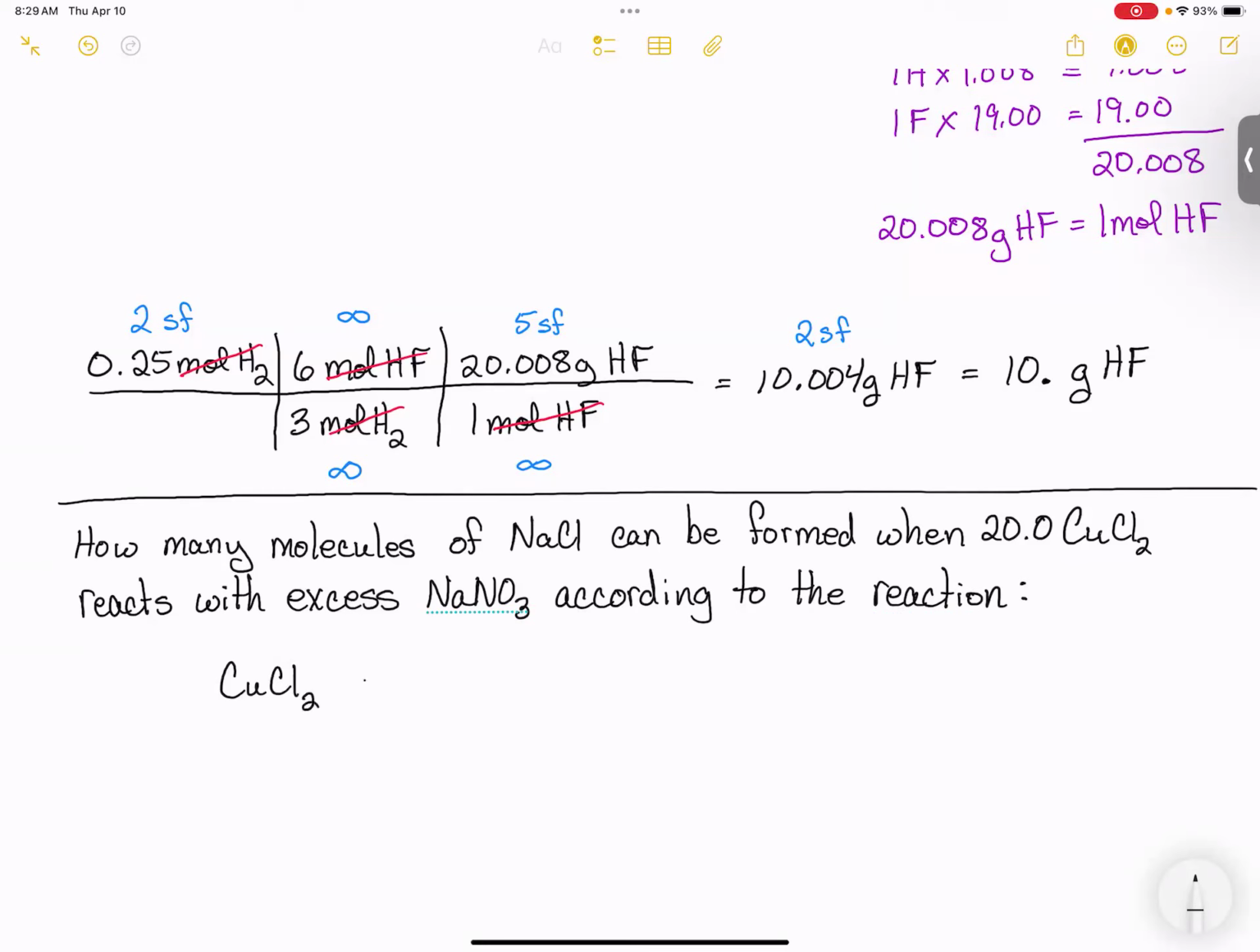CuCl2 plus 2NaNO3 goes to make Cu(NO3)2 plus 2NaCl. Oh, I've lost the grams up here. I just realized that. I said them, but I did not write them.